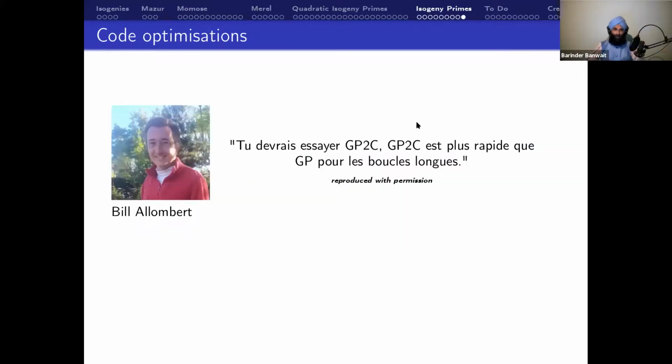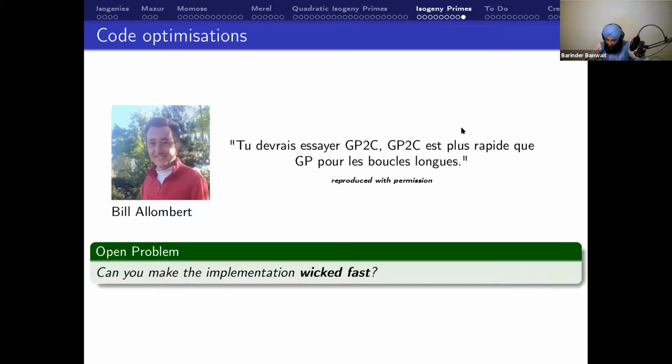A few months ago I went to a virtual atelier on PariGP, and Bill Allombert, who is one of the main developers of PariGP and a former senior colleague of mine from Bordeaux, was showing me some things in GP2C that blew my mind. Frankly, he was able to do things hundreds of times faster than I ever thought possible. So a general question here is: can one make the implementation wicked fast? This is a technical term, in Boston I understand, for super duper optimizing one's code. I'm thinking a little bit about this using GP2C.